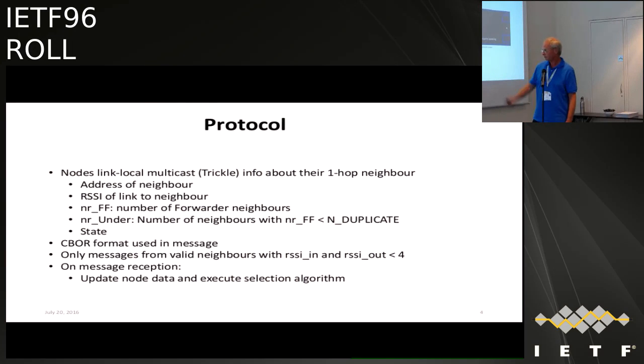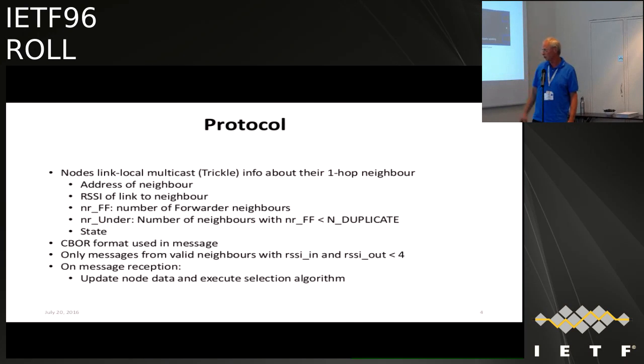And the state. The address of the neighbor is used to select which one will change the state, so it is to break symmetries. In the message I use CBOR format. I only use messages from valid neighbors, which is possible because I can look at the RSSI in and the RSSI out. There are protocols for that, you can separate it out if you like, but for the moment I've left it in.